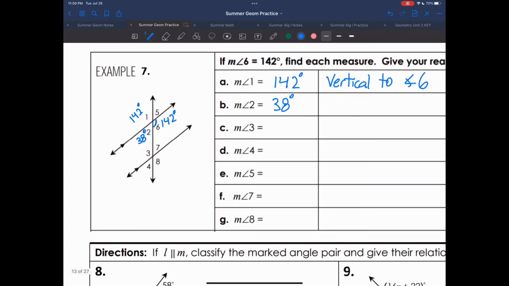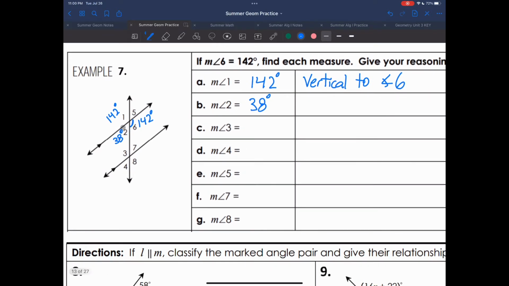So we could say, if you want to use good math vocab, angle 2 and angle 6 are a linear pair. So let's say angle 2, I'll just go like this, and angle 6 linear pair. If you don't remember that term, we learned it on the last lesson if you want to go watch that video.